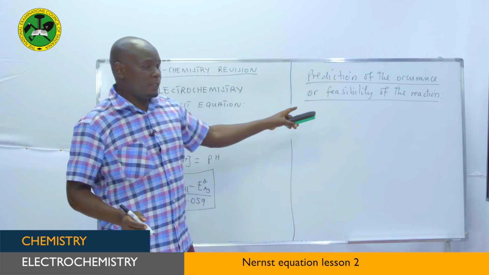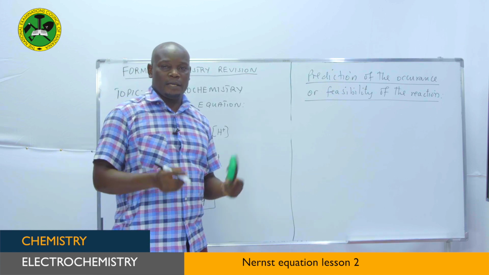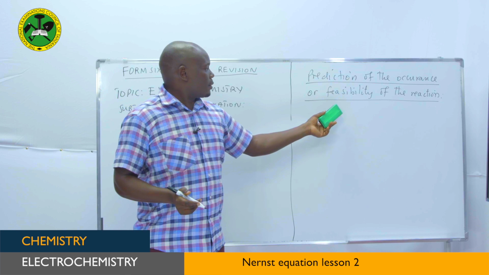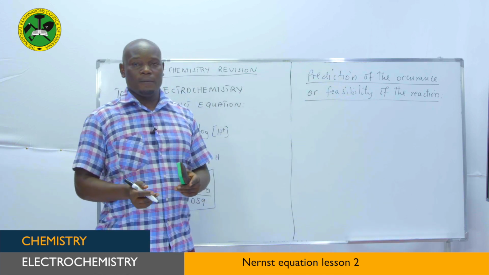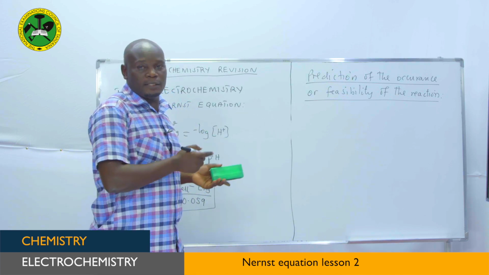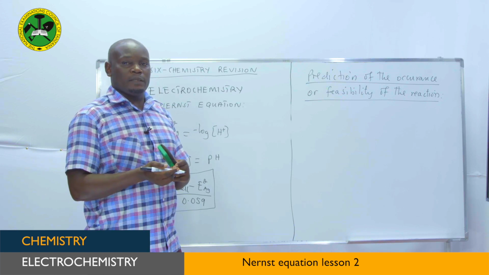So, prediction of the occurrence or feasibility of the reaction by using standard electrode potential. Under this part, you will be given a redox reaction, which you will be asked to judge whether the reaction will take place or will not take place.